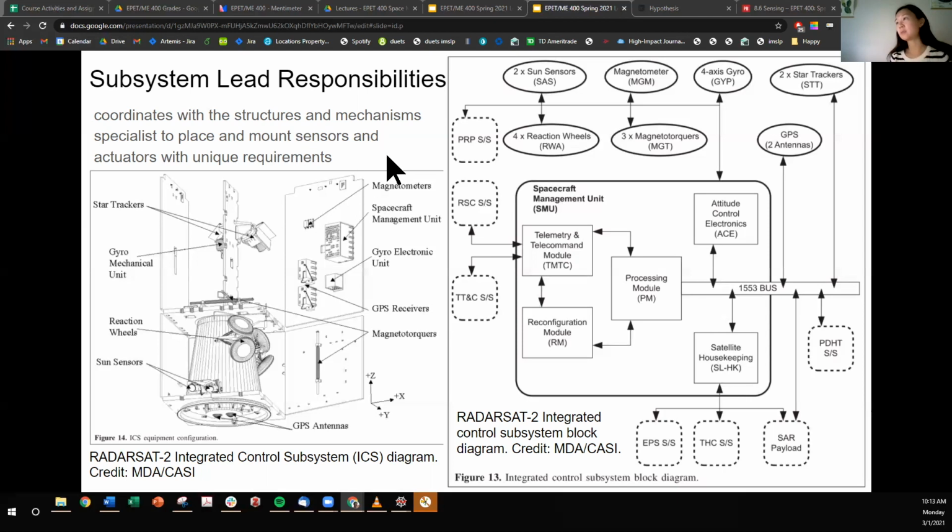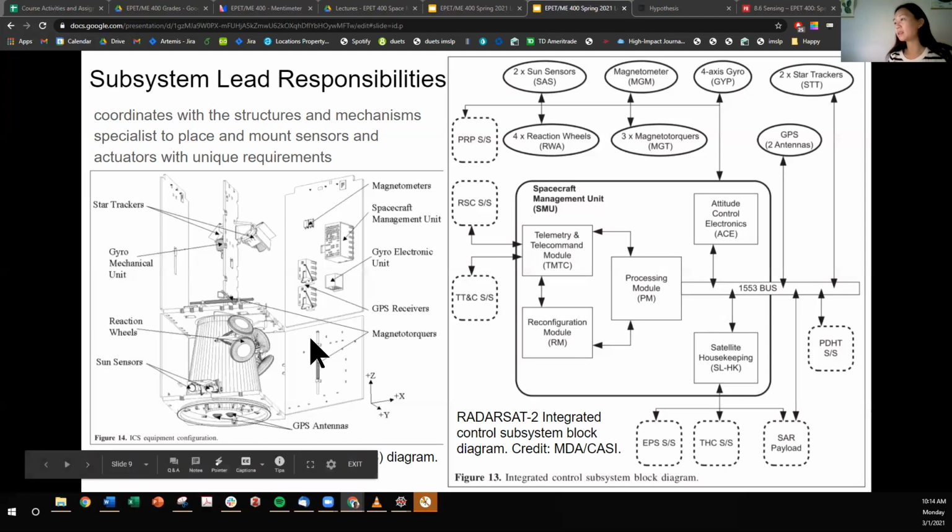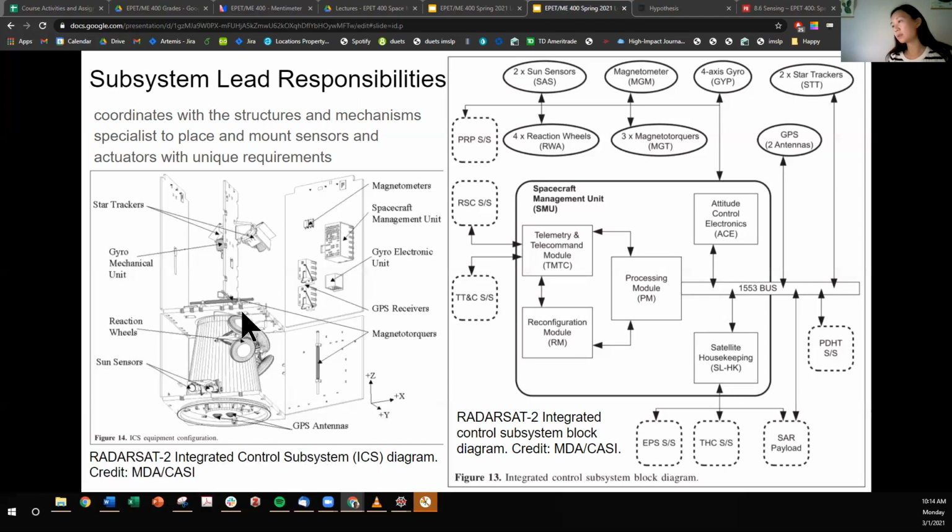Assumption of this subsystem responsibility is just choosing which sensors and actuators. So here, this subsystem chooses sun sensors, 2 of them, magnetometers, gyro, 2 star trackers, a GPS. And for actuators, they pick magnetorquers and reaction wheels. Speaking of magnetorquers, these magnetorquers are facing 3 distinct directions. So maybe that's a way to physically describe linearly independent. You'll see this one is aligned with Z, this magnetorquer is aligned with X, and this magnetorquer is aligned with Y.